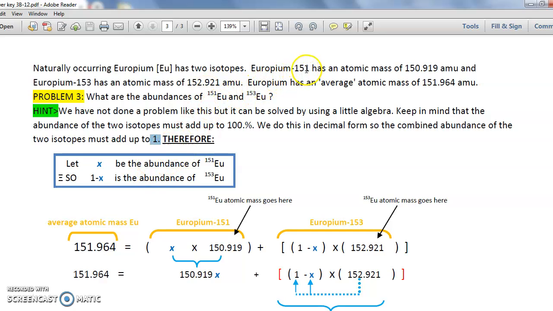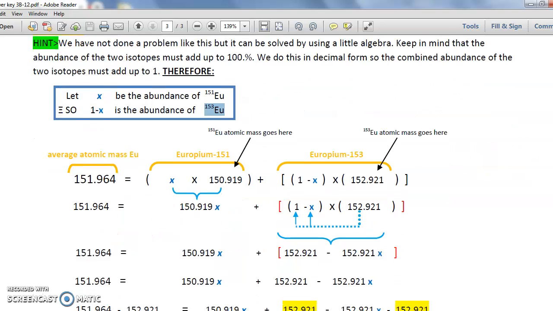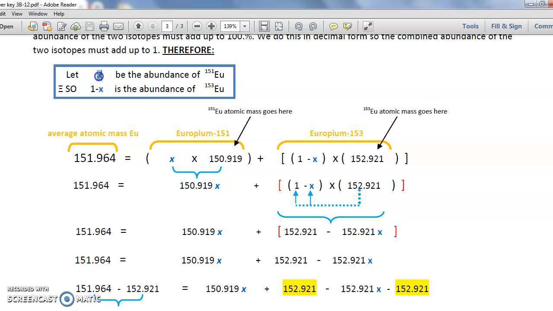So what we're going to do is let X equal europium 151's contribution. If X is europium 151's contribution, then 1 minus X would be 153's contribution. So now we can plug those into the equation. The abundance of 151 is X. The abundance of 153 is 1 minus X.